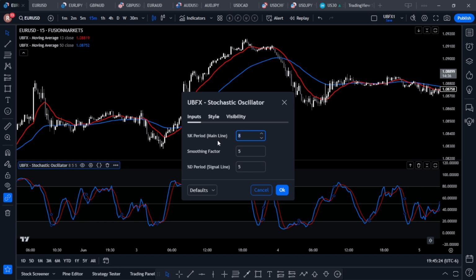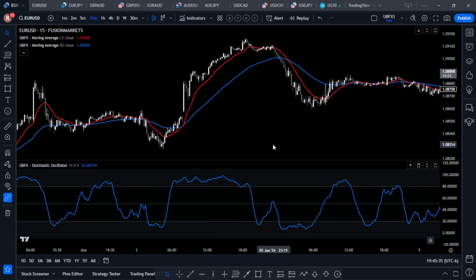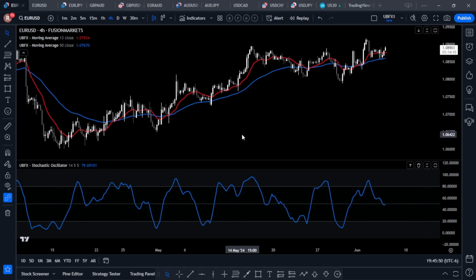I'm going to change the settings to what would be considered the defaults. So we've got a 14 period, and I'm going to get rid of the signal line. I do not need that crossover. I'm simply looking at overbought and oversold conditions. So we've got a trend in one direction. The trend is going to be determined by the moving averages. So we've got the 13 above the 50.